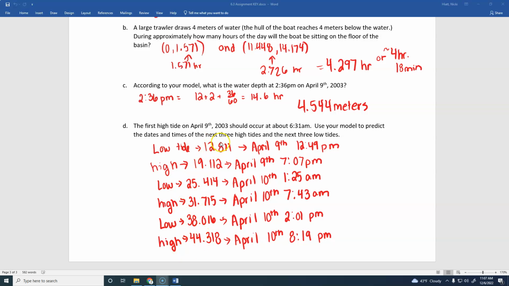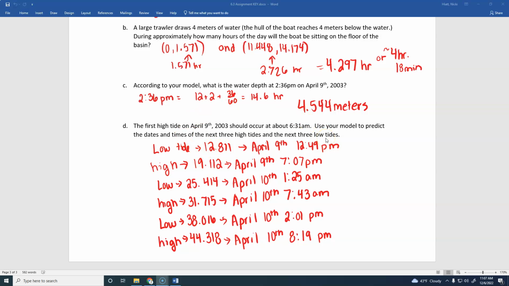And so what is a little tricky about this is that you need to change it to a date. So the first high tide is April 9th, and it occurs here. Use your model to predict the dates and times of the next 3 high tides. So basically, you're just taking that time and adding it.